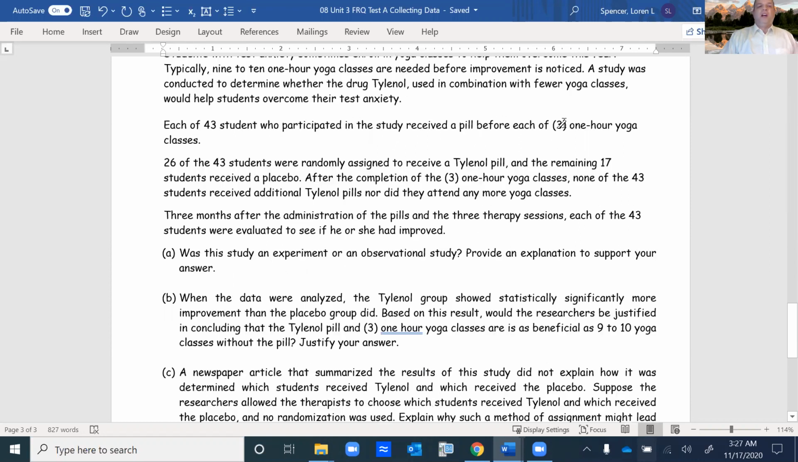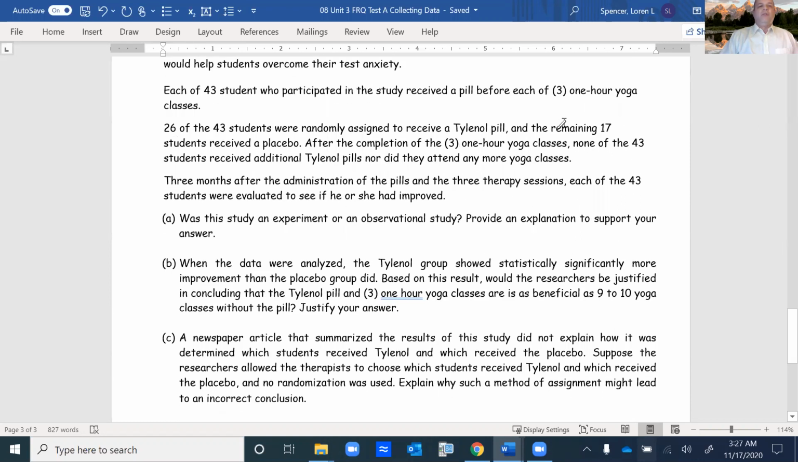overcome their test anxiety. Each of 43 students who participated in the study received a pill before each of 3 one-hour yoga sessions. 26 of the 43 students were randomly assigned to receive a Tylenol pill, and the remaining 17 received a placebo. Here we don't have equal size treatment groups.